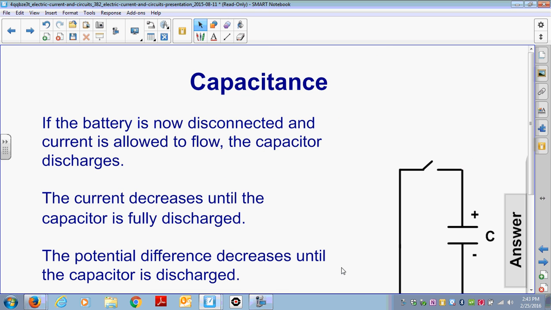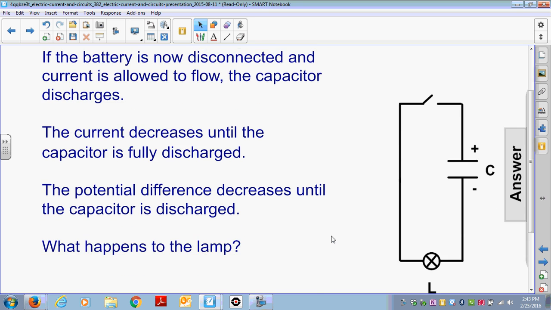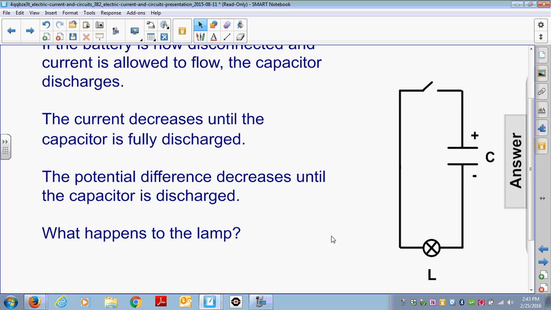If the battery is now disconnected and current is allowed to flow, the capacitor discharges. The current decreases until the capacitor is fully discharged. The potential difference decreases until the capacitor is discharged. Now what happens to the lamp? Go ahead and pause the video and answer the question.